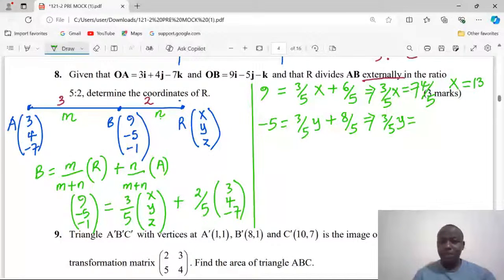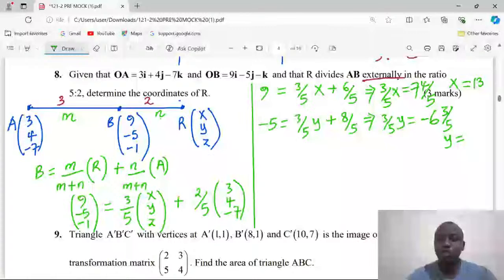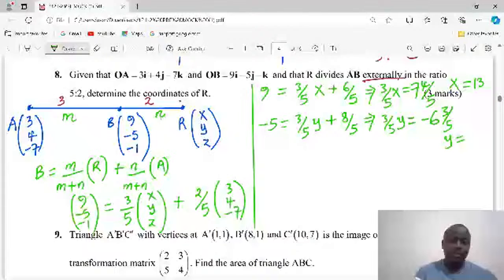Then we add these. Okay, we are getting negative 6 and 3 over 5. So to remain with y, now we have to multiply it by 5 over 3. By 5 over 3, y is going to be negative 11.